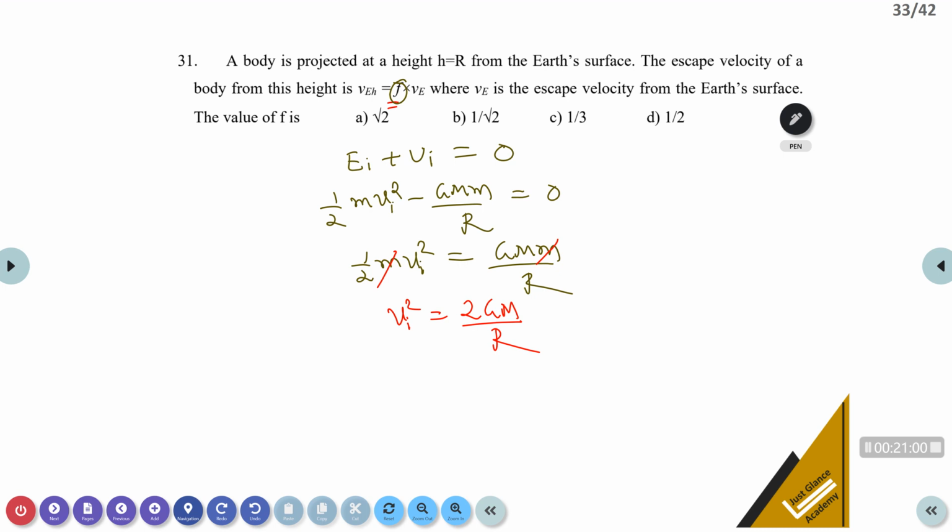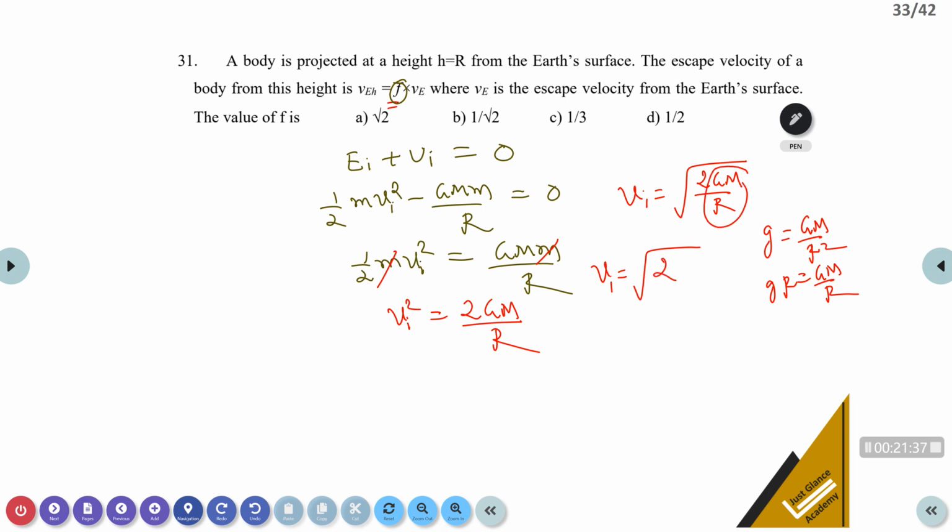Where V is the escape velocity from the Earth's surface, he's asking. Now, VI equal to what you are writing? Square root of 2GM divided by R. Okay. We know that g equal to GM by what? R square. g into R equal to GM by R. Substitute this. VI equal to square root of 2 into what? GR. Okay.